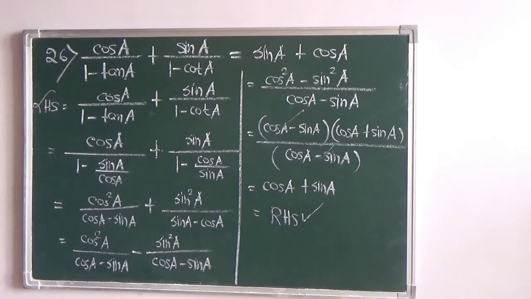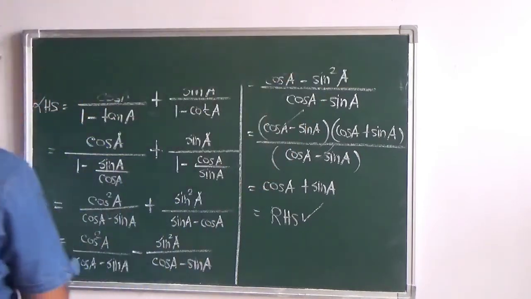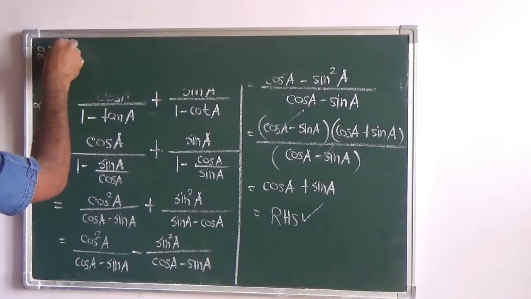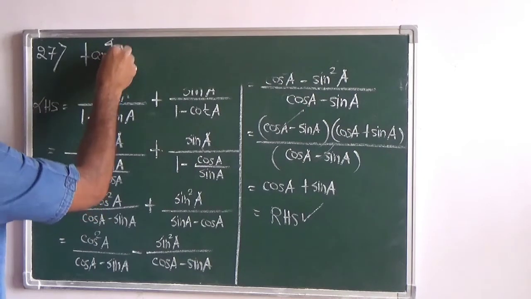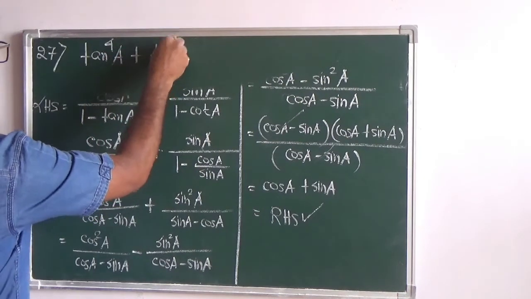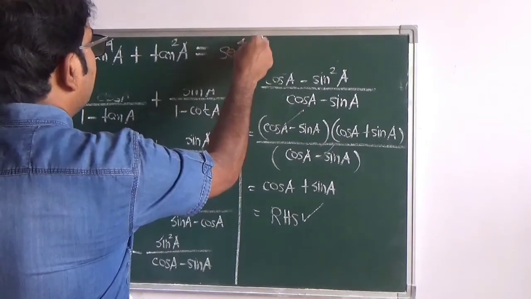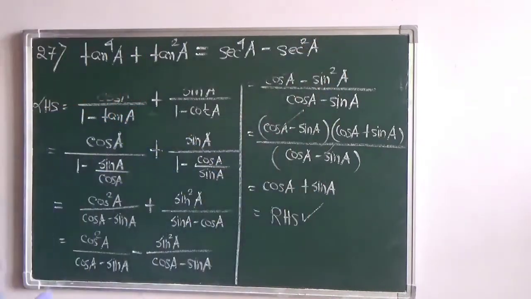Now the next question is question number 27. Tan 4 A plus tan square A is equal to sec 4 A minus sec square A. So this is question number 27. Now let us see how we can solve this.